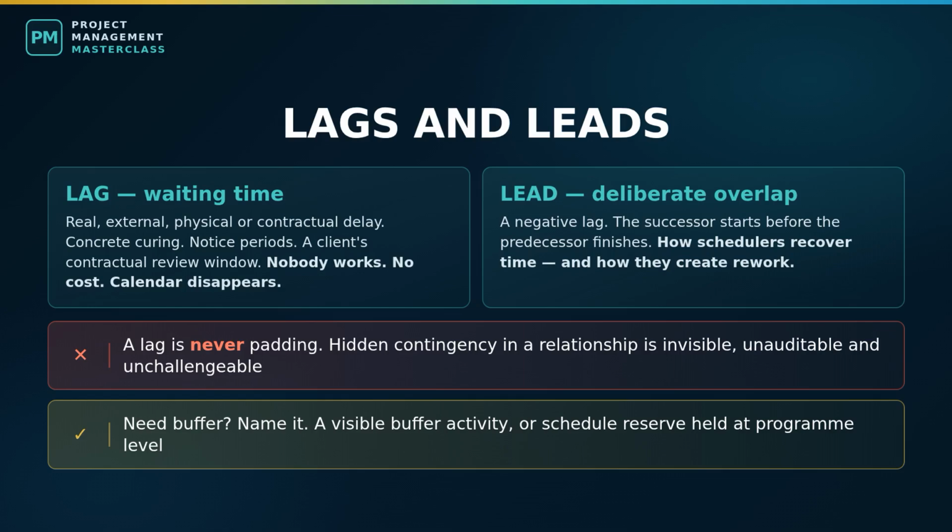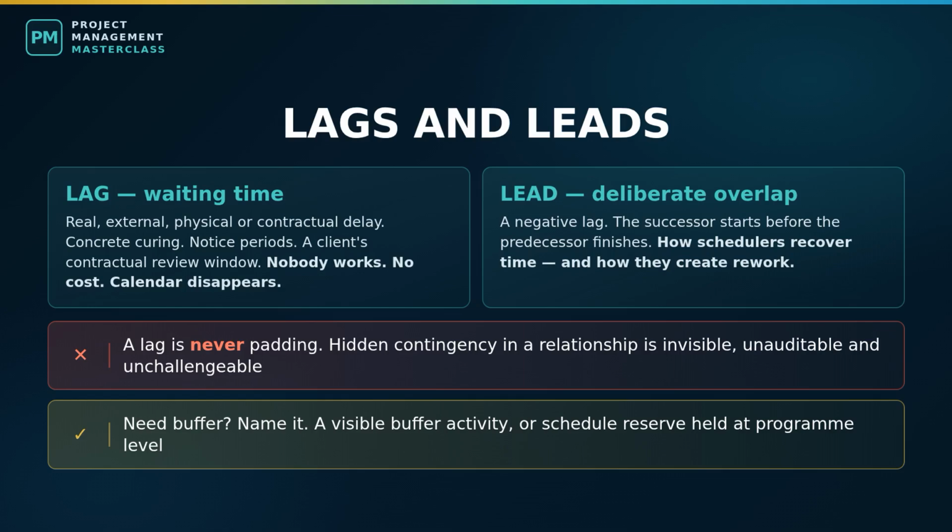Here is the discipline that matters. A lag must represent a real, external, physical, or contractual waiting period. That is all it is for. What a lag must never be is padding, and this is extremely common. A scheduler is nervous about an activity, so rather than argue about the duration, they quietly drop a 5-day lag in front of it. Now the schedule looks longer and nobody can see why.